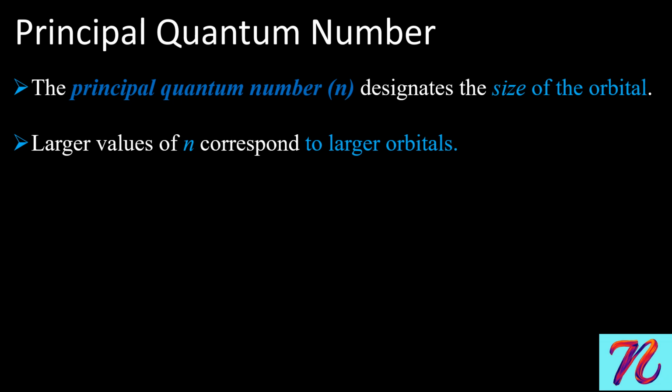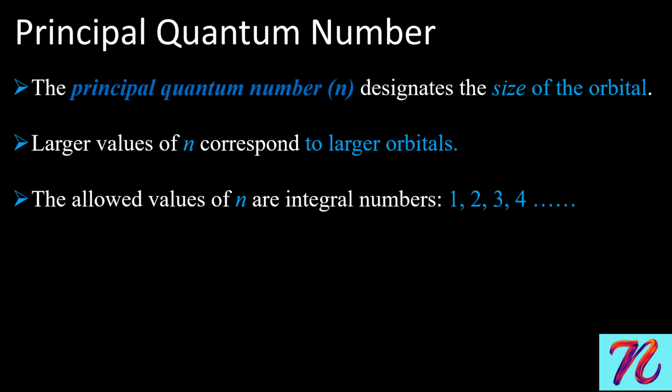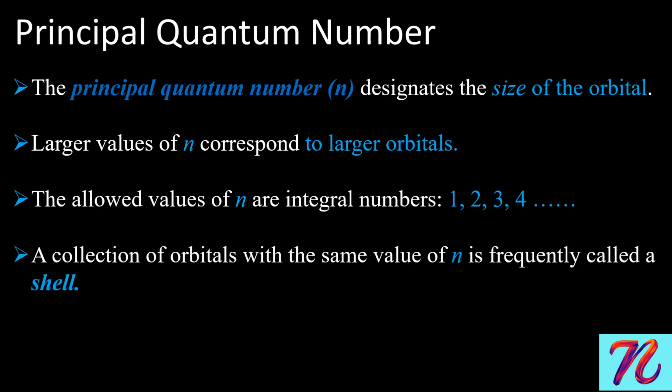Larger values of n correspond to larger orbitals. What does it mean, children? Suppose the values of n start from n equals 1, 2, 3, 4 and so on. A collection of orbitals with the same value of n is frequently called a shell. That means whatever number is given over here will be referred to as a shell.